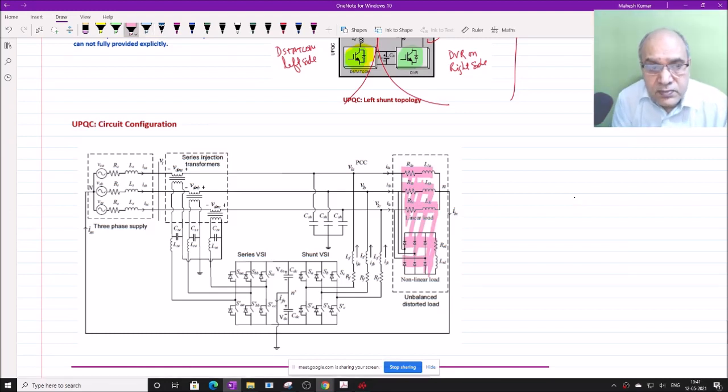And this is the right shunt DStatCom, and this supplies the reactive power and harmonics to the load by injecting the currents IFA, IFB and IFC. And this voltage here is maintained by the DVR, on this side.